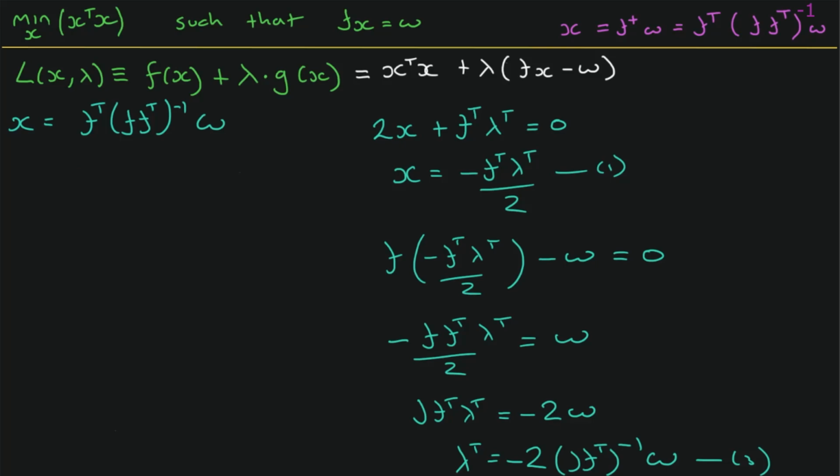And if we compare with the top right, we can see we've actually already found the x we were looking for, which is the same as J plus W, where J plus is the pseudo inverse, but not really important. So that's the trick for solving this problem.